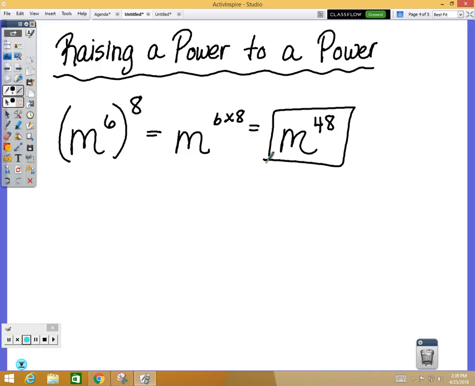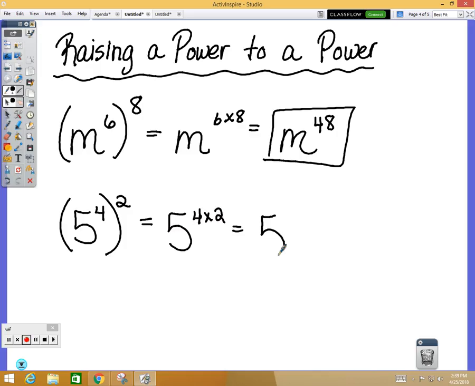So now if you see it on STAAR, you'll know, right? So if my base is a 5, 5 to the 4th power, and that whole thing raised to the 2nd power, what would it be now? 5 to the 8th power. 4 times 2, so it'd be 5 to the 8th power.